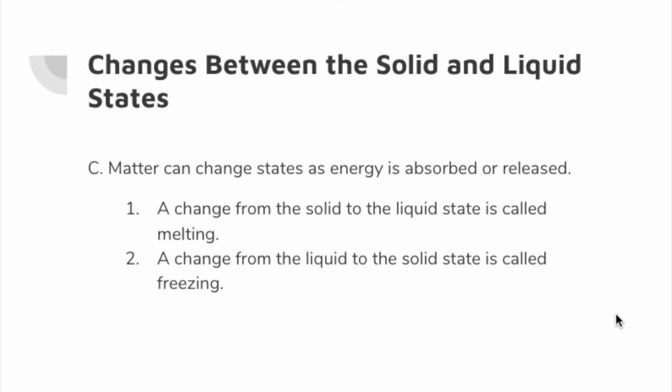At some point, the temperature stops rising and the ice begins to change into liquid water. The change from the solid state to the liquid state is called melting. The temperature at which the substance changes from a solid to a liquid is called the melting point. The melting point of water is 0 degrees Celsius. The melting point is also 32 degrees Fahrenheit, or freezing point at the same time.